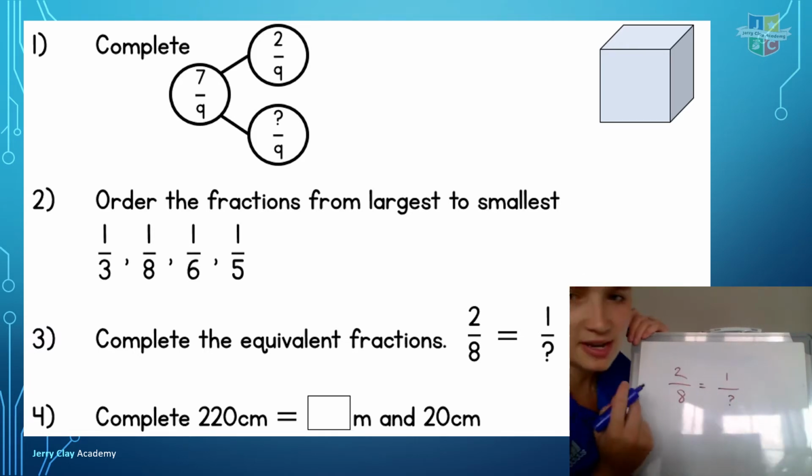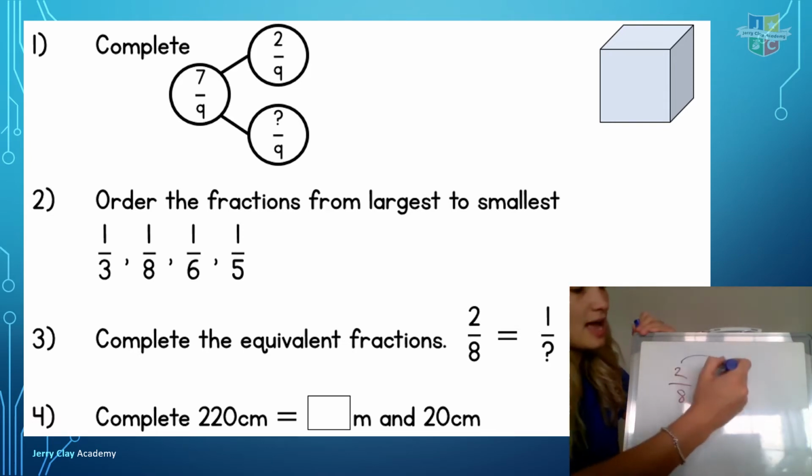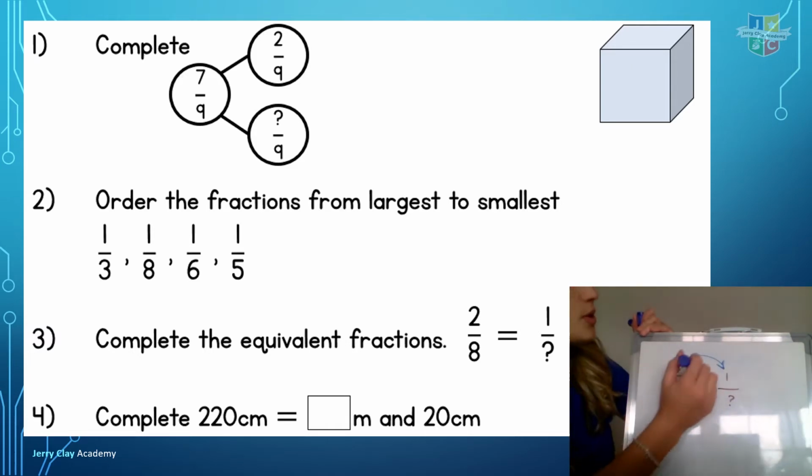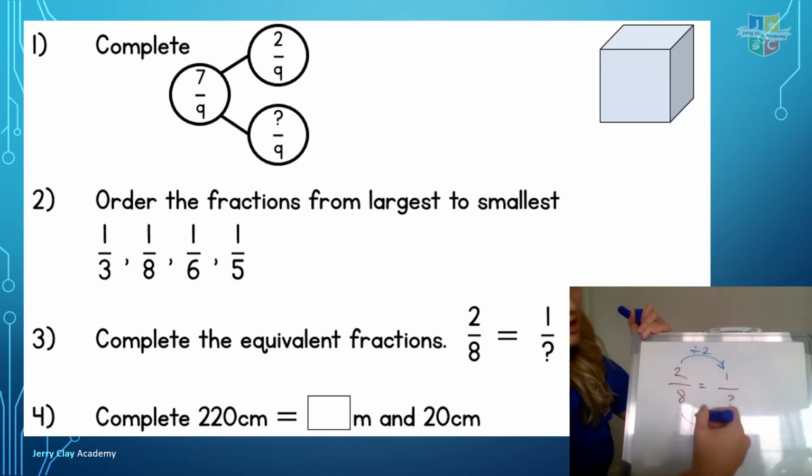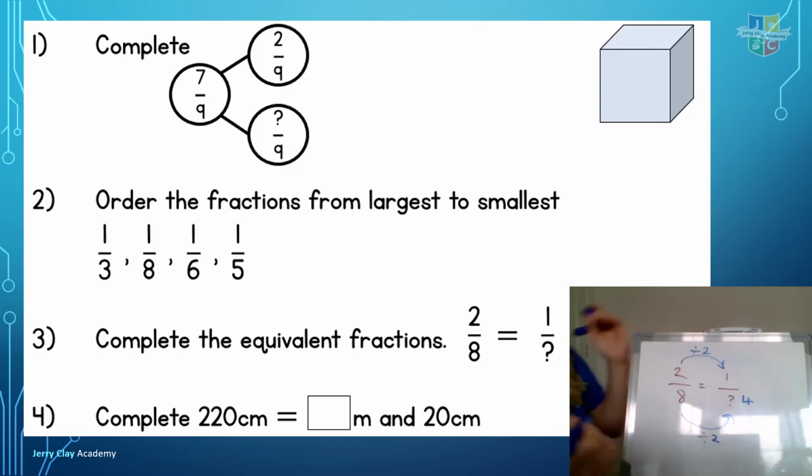Number 3, we want to find an equivalent fraction. So we need to look at our numerators. How did I get from 2 to 1? Well, I'm going to divide by 2. How do I get from 8 to my question mark? I'm obviously going to have to divide by 2. 8 divided by 2 is 4. So your answer should be 1/4.